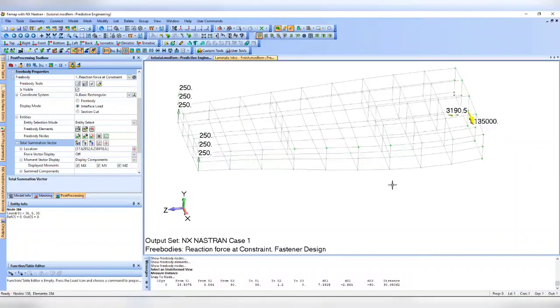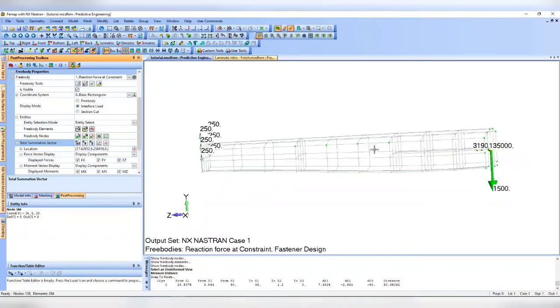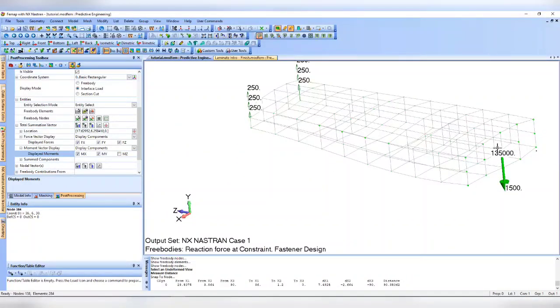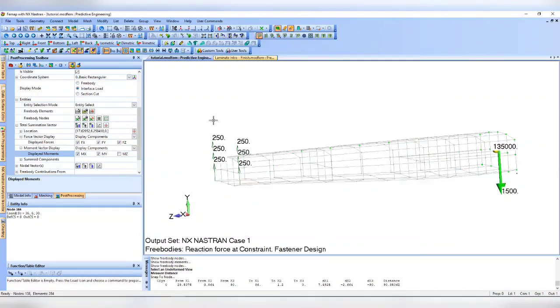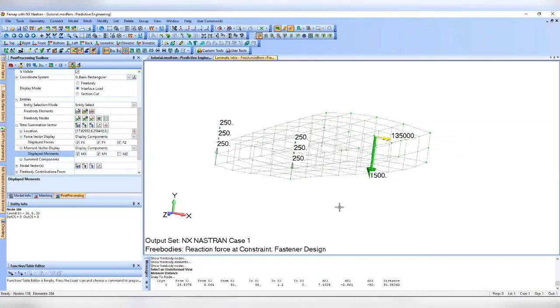Any questions regarding this? I'm going to turn off this one. Essentially, we have a shear force reaction and a moment reaction being reacted by these applied loads. This is your free body diagram.